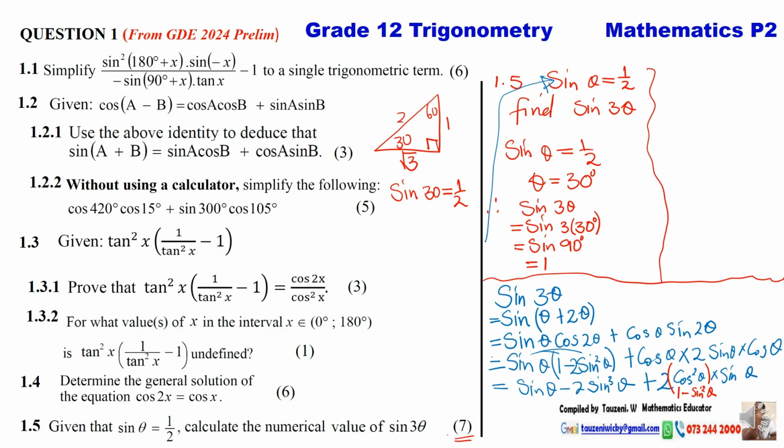Sine theta is equal to 1 over 2, so this one will become 1 over 2. This one will become 1 over 2 to the power of 3. This one will become 1 over 2. This one will become 1 over 2. Then you simplify and complete your answer. That is number 1.5 for 7 marks.